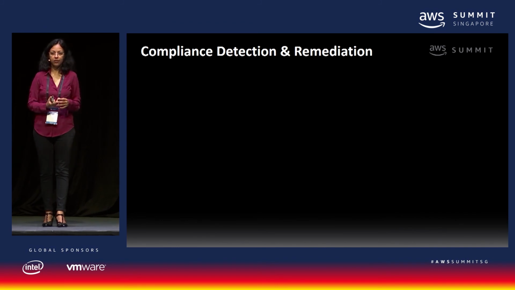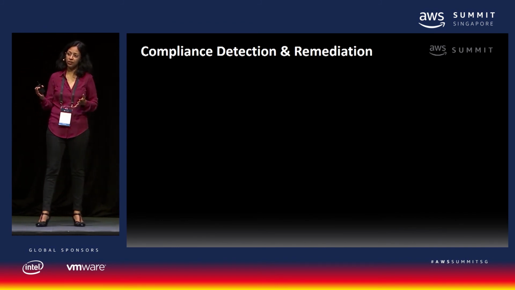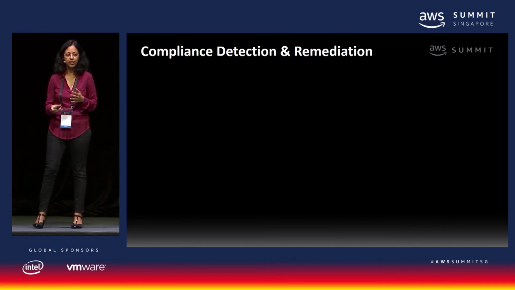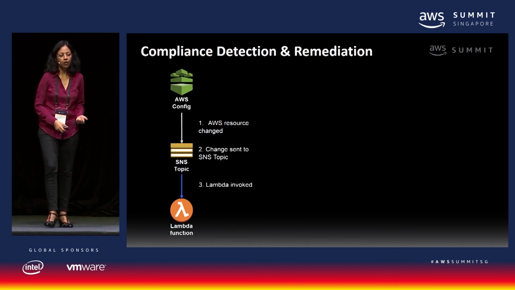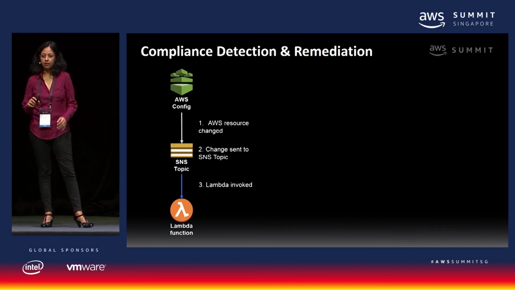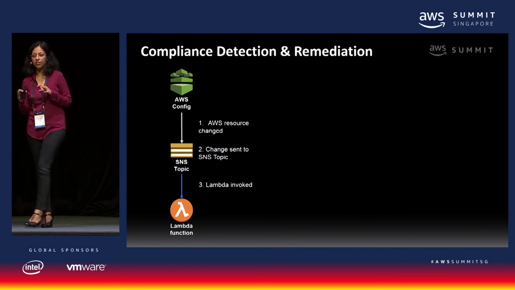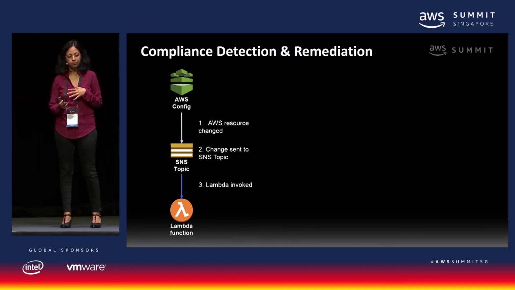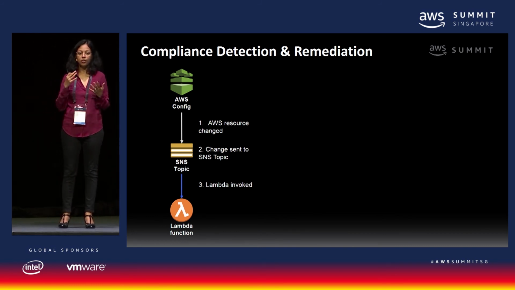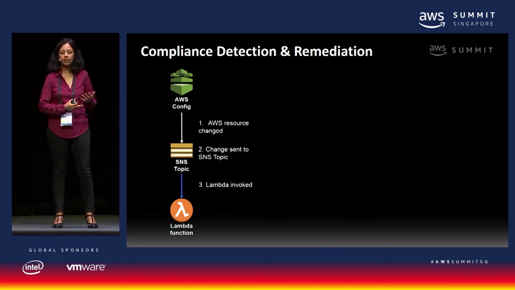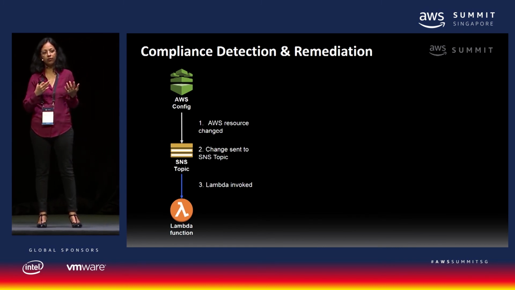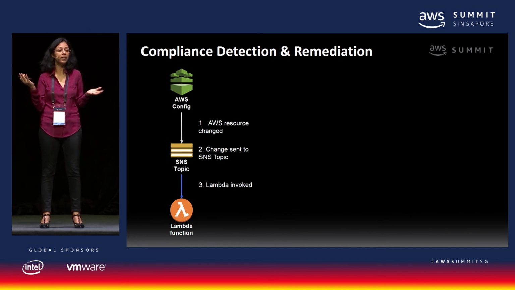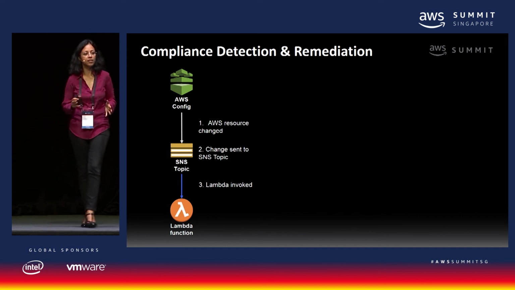So I'm going to switch gears here and focus on the last category of serverless applications, which is around IT automation. AWS Config is the service that keeps track of all the changes to your AWS infrastructure. And then you can configure it to publish a notification out to an SNS topic. So in my case, I've configured Config to watch out for all publicly accessible S3 buckets in my account.